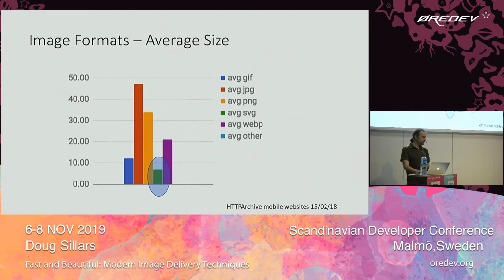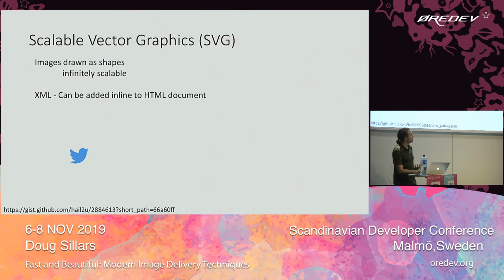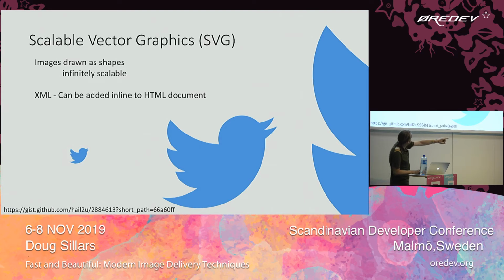Let's talk about SVGs for a second. Vector graphics are really, really awesome, and you should use them if you can. So they're images drawn as shapes. So they're vectors, right? And they're infinitely scalable. So this is the Twitter logo. And if I stretch it, it looks awesome no matter what stretch you do.